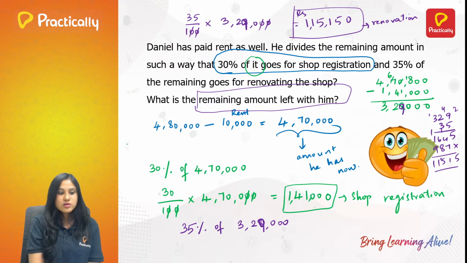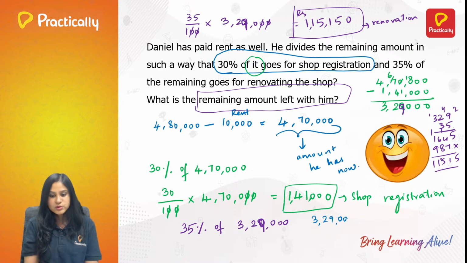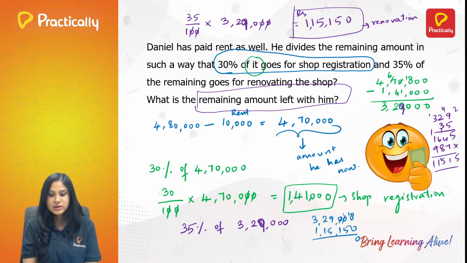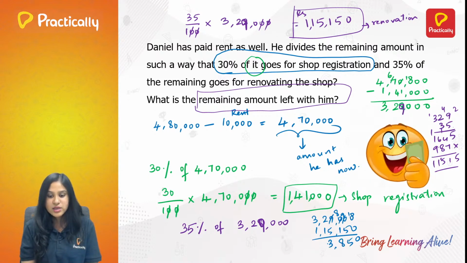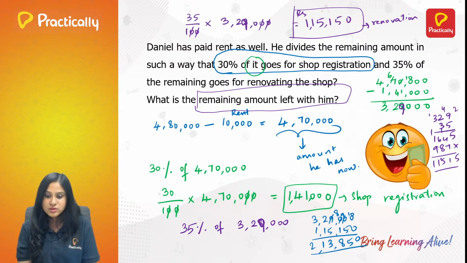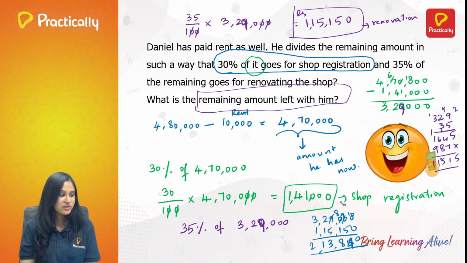Okay. So yeah, 3,29,000 minus 1,15,150. 0, 10, 9, 8. So this will be 5, this will be 8, this will be 3, 1, 2. 2,13,000. Yeah, wait. Right, this is 0. Right, wait, let me do it again.